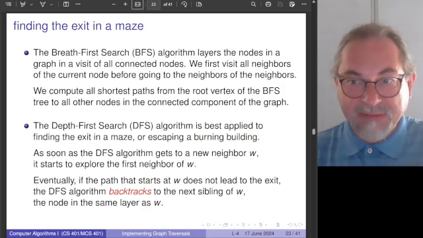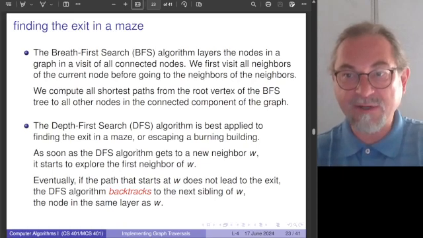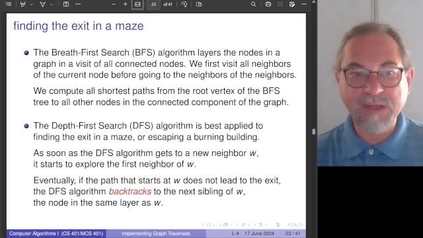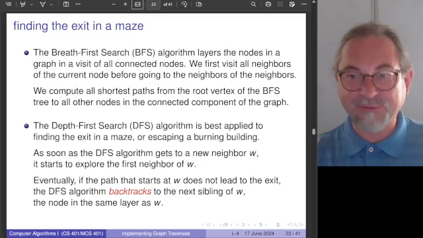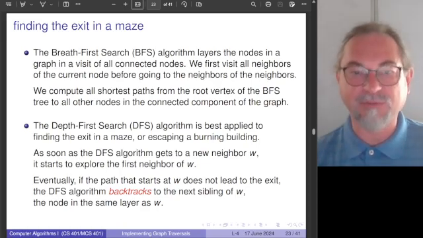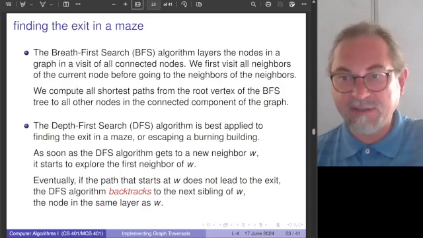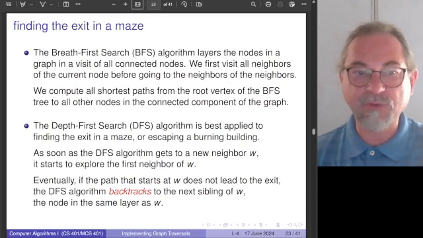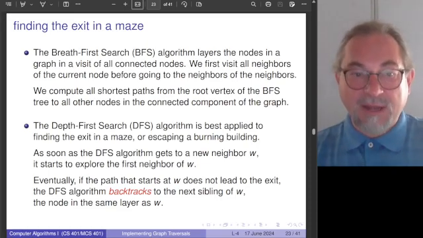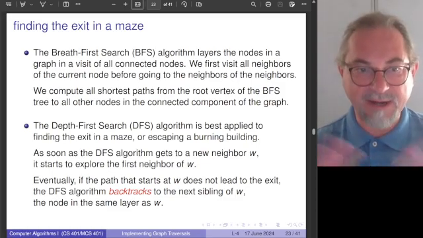So in the breadth first search, we are layering the vertices, layer after layer, and we have proven that each layer contains the vertices that are on the shortest paths to the root. Here, if we want to exit a burning building, we don't really care that much about finding the shortest path, although if we knew it, that would indeed be very good. But as soon as we have one neighbor, we don't explore the siblings at the same layer, at the same distance from the root node, but we immediately go to the first neighbor of the current node. And then we backtrack if we hit a dead end. So that is kind of the grand overview.